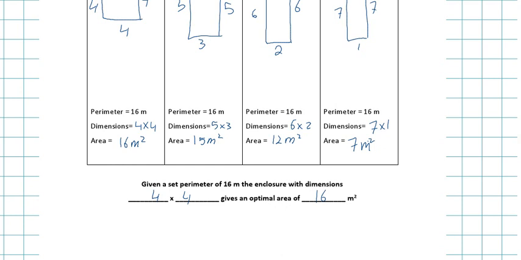A square. A square. And this is where it's always going to work. If you don't have any restriction, we're going to talk about restriction later on. But if I don't have any restrictions and I'm trying to build a square or a rectangular shape, the square will give me the maximum area and the minimum perimeter.